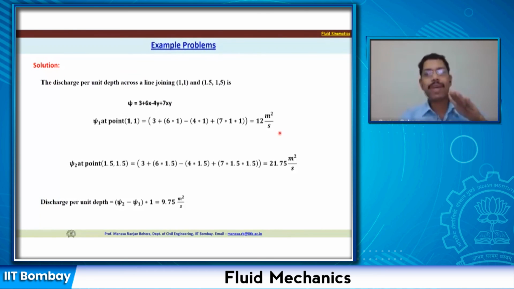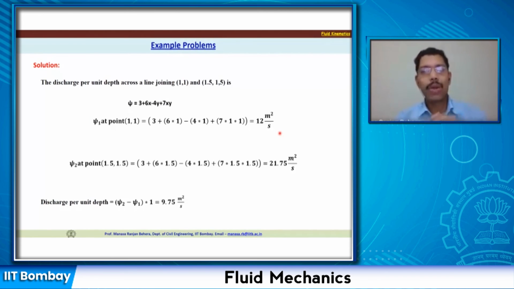Now, if I have a depth of, let us say, 10 meters, and all these flow conditions are uniform along the depth, there is no variation along the depth, then I can multiply by the depth of 10 meters and I can get a value. So this is how you can find out the discharges between two streamlines.